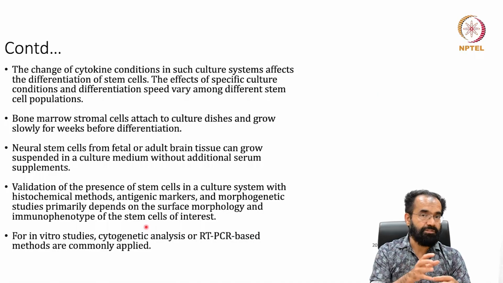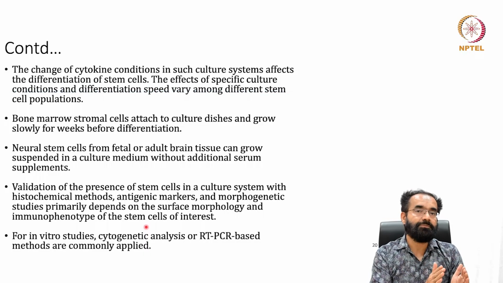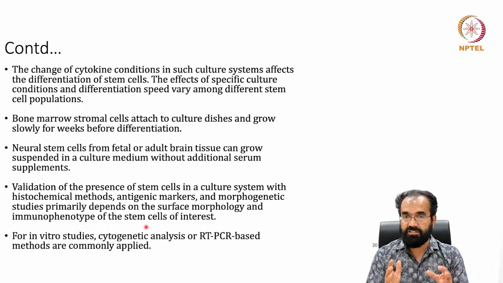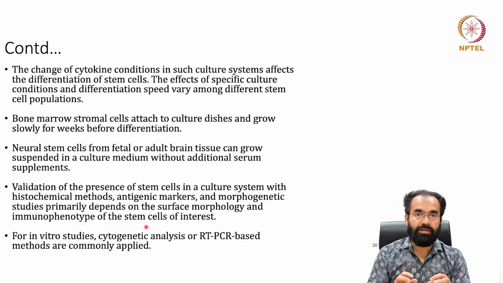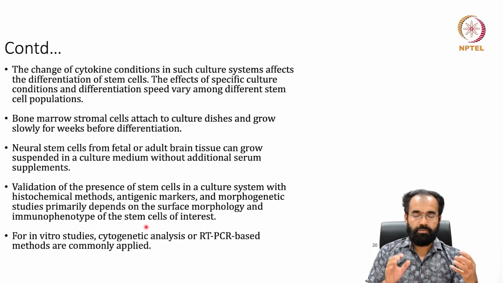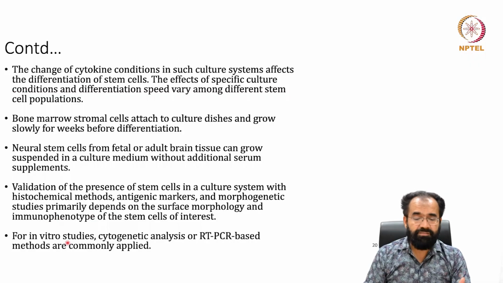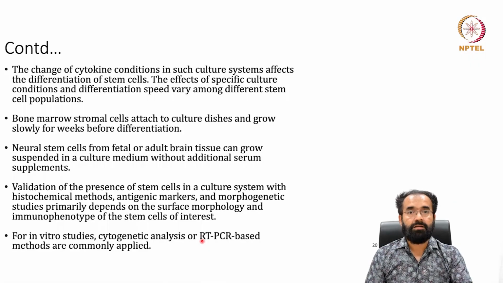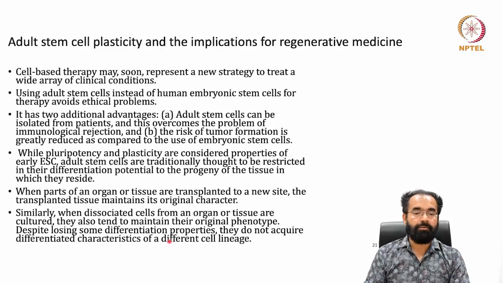However, sometimes, as you saw in the previous slide, there is a stem cell and there is a committed progenitor. So what is the difference between a stem cell and the committed progenitor? The difference will be reflected in their surface markers. So based on the markers, you can identify whether it is a committed progenitor or a core stem cell. So that is why the markers come into the picture. These are made use of in their validation. For in vitro studies, cytogenetic analysis or RT-PCR, reverse transcription and then PCR, RT-PCR based methods are commonly applied.